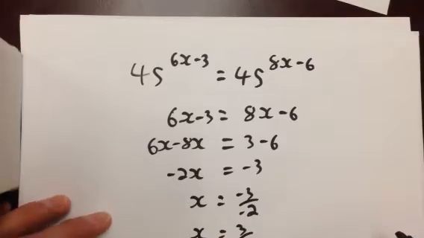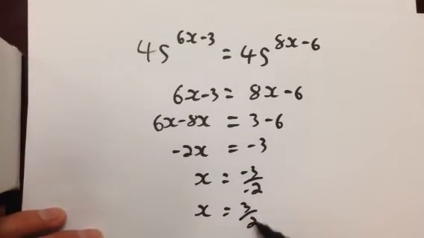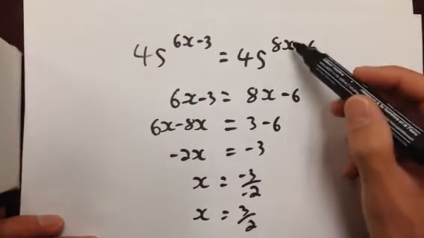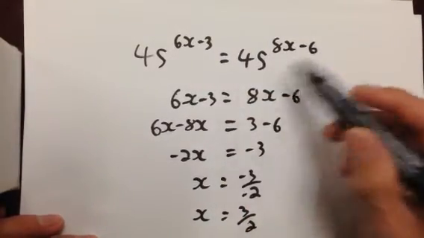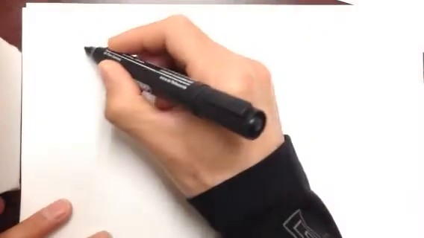there's our solution. And if you want to be sure that you have it right, you can take 3 over 2, sub it in here, take 3 over 2, sub it in there, evaluate it, and both sides must come out the same. Okay, question 2.